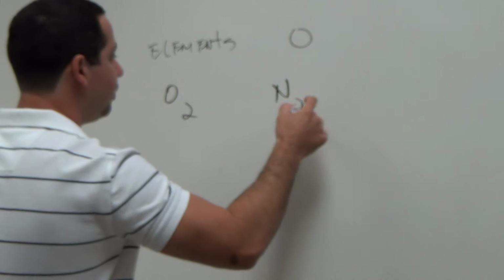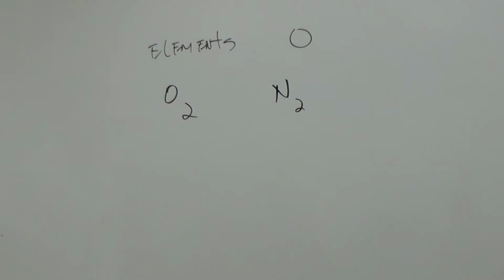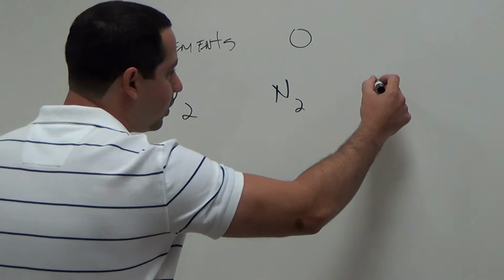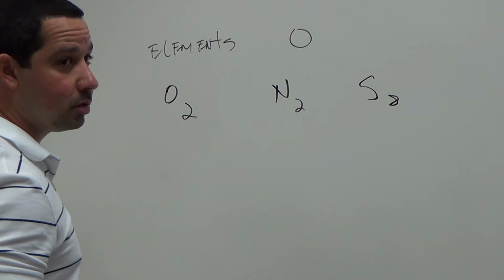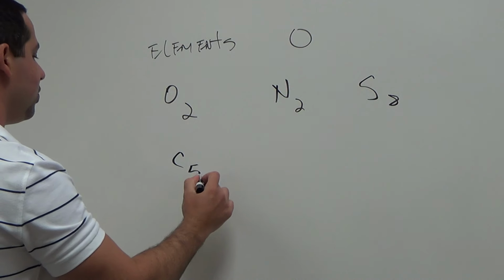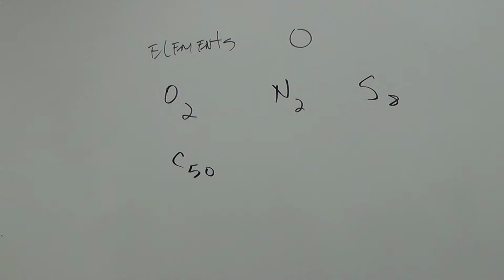How about this one? That's confusing. N2. What's the oxidation number? 0? Very good. I'm going to give you the hardest one of them all. Oxidation number of this, S8. 0. Very good. You will not be able to get this one. Say 50. 0. Okay, very good.